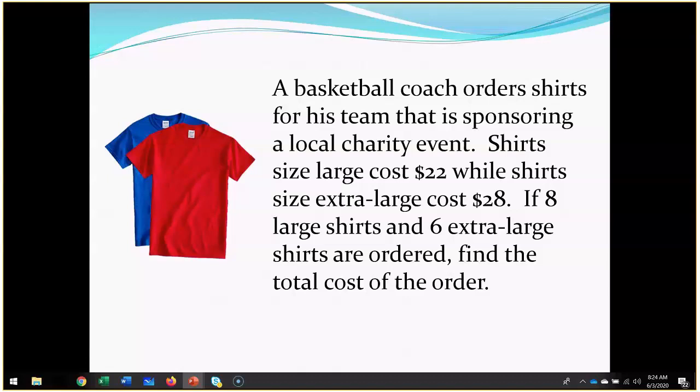So again, this is one you can do in a couple different ways, but what they want to know is the total cost of the large and the extra large. But since we have two different sizes that cost two different prices, we're going to break it down and then add it up at the end.